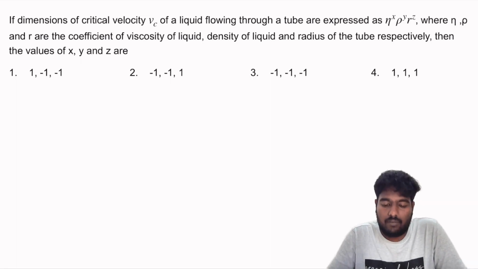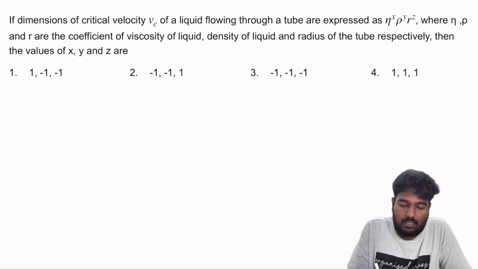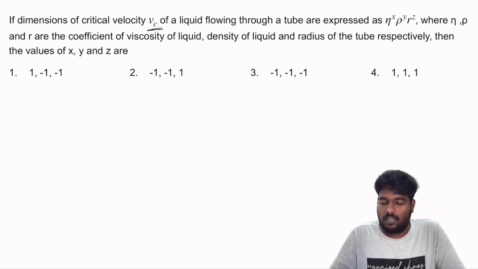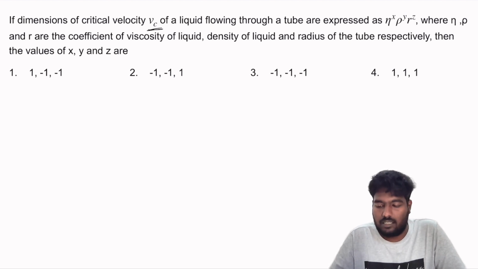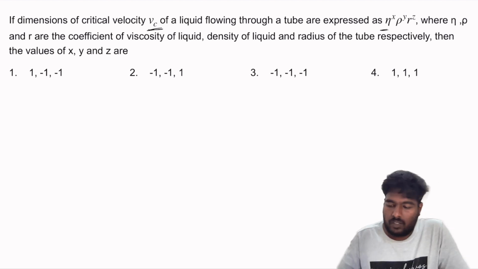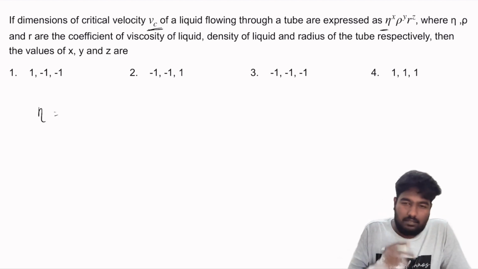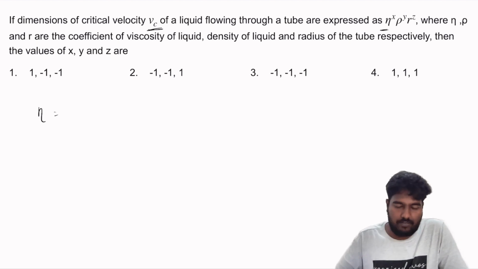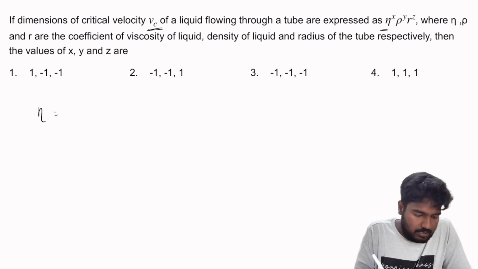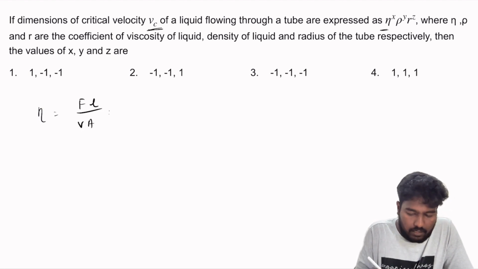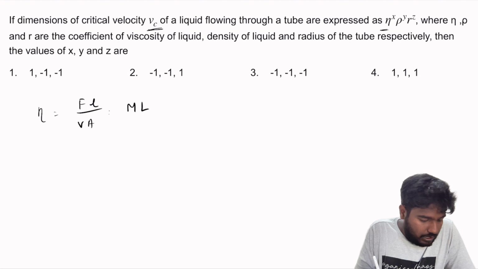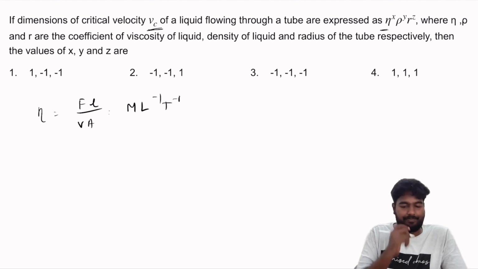If the dimensions of the critical velocity of a liquid flowing through a tube are expressed as eta power x, and so on. So eta you can either take from the Stokes equation, or in general this has dimension of force into length divided by velocity into area. So eta's dimensions are M L^-1 T^-1. Okay, that's eta.